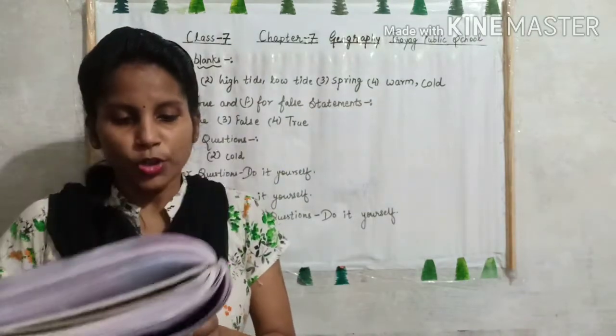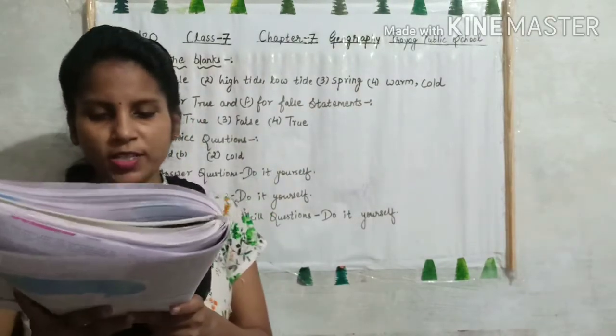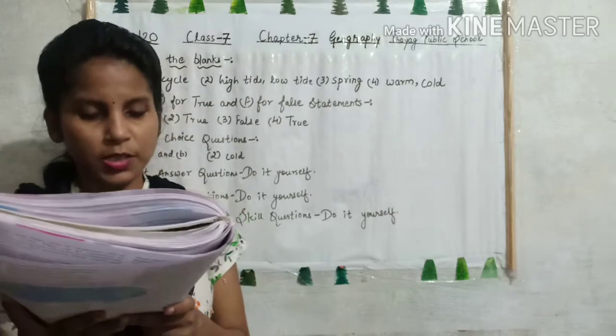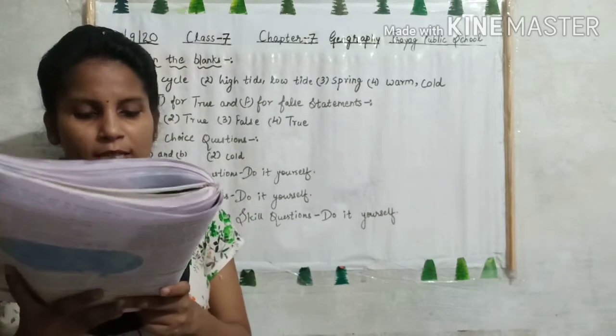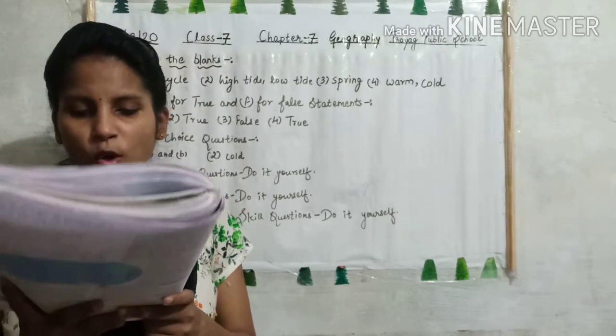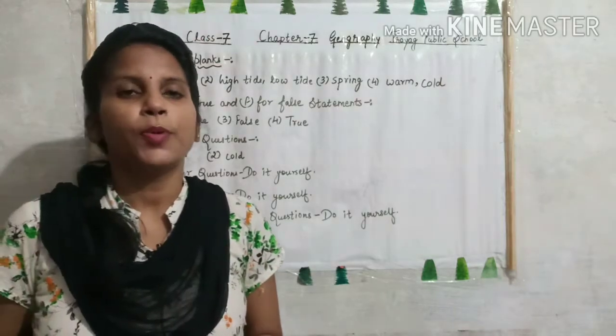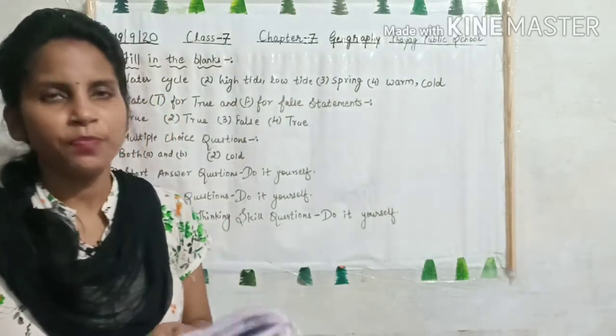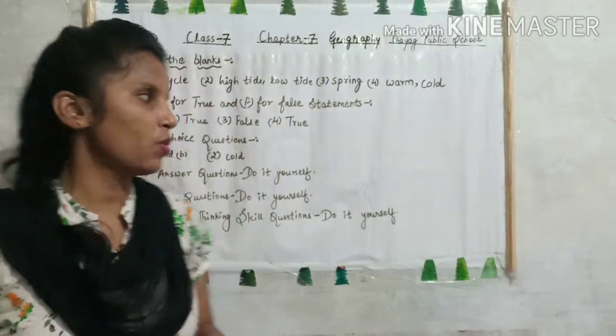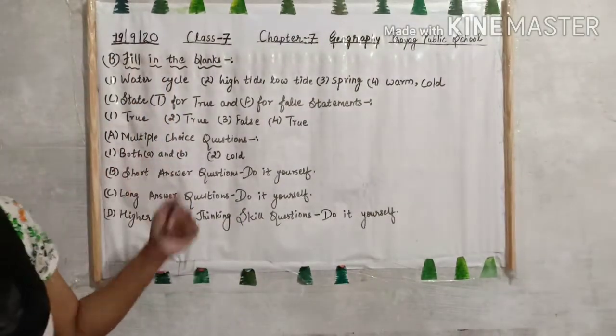Now question number A, that is multiple choice questions. Tick the correct options. Question 1. What are the salts present in ocean water? Option A, sodium chloride. Option B, potassium chloride. And option C, both A and B. So the right answer is both A and B.